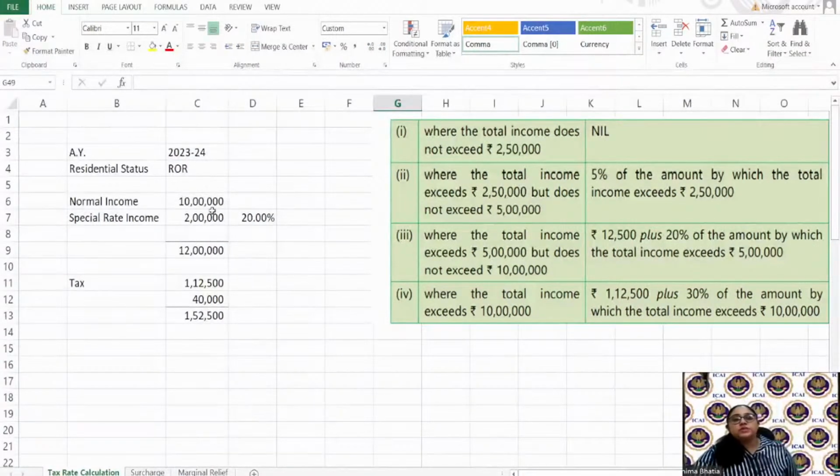So tax rates, students, remember I told you in the previous class that there is a slab rate. You have to calculate the tax as per the slab rates for individual, HUF, AOP, BOI. The slab goes: where the income does not exceed 2,50,000, nil; income above 2,50,000 up to 5 lakh at 5%; income above 5 lakh up to 10 lakh at 20%; income above 10 lakh at 30%.